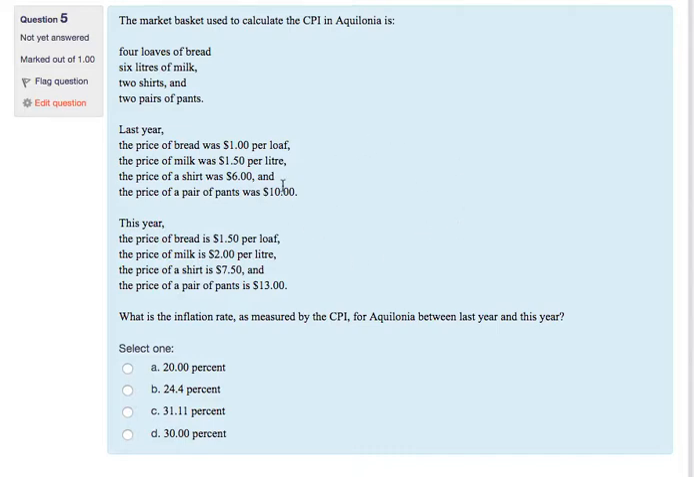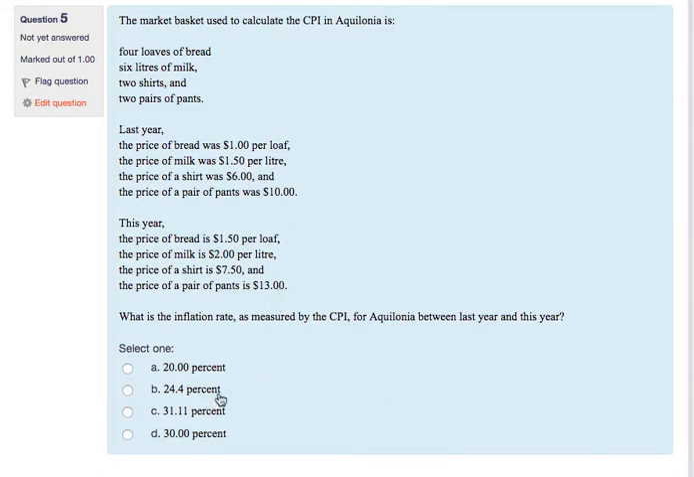So now, looking at a shortcut. If I just look at each good in question, I could have an idea what overall inflation will be. The first good has gone up by $1 to $1.50, so it has gone up by 50%. The second good has gone up from $1.50 to $2, so a third of it, 33%. The third good has gone up from $6 to $7.50, which is a quarter more, 25%. And then this last one has gone up by 30%. So I have 50%, 33%, 25%, and 30%.